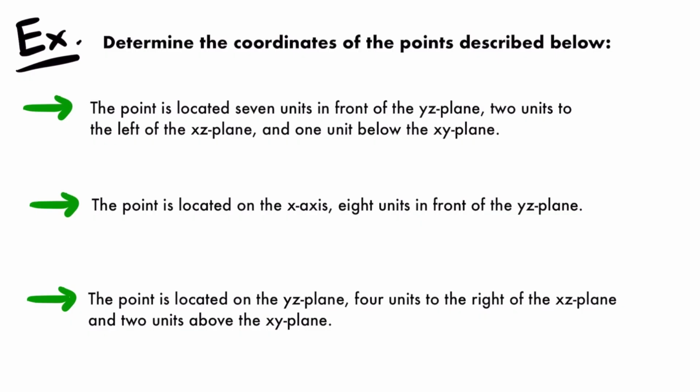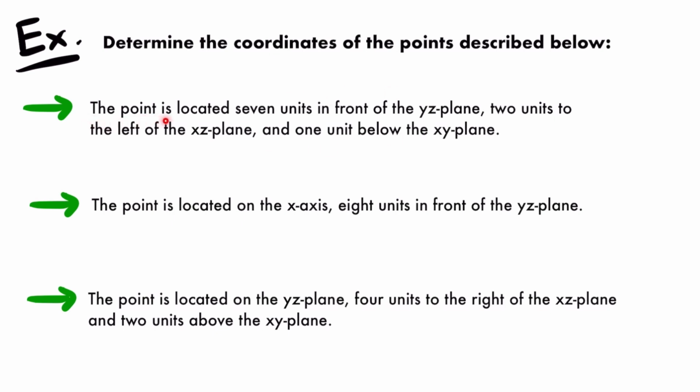Okay, so now this next example is a little bit different, and the purpose of this example is to help you really visualize what the x, y, and z coordinates of a point in 3D space actually represent in terms of our 3D coordinate system. All right, and so what we want to do here is determine the coordinates of the points described below. And we have 3 different descriptions describing 3 different points that we need to determine. And so let's start with the first one here.